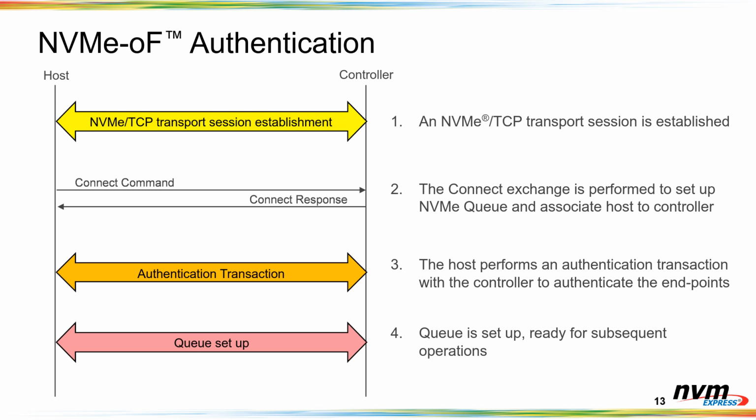Let's consider as an example NVMe over TCP. So we begin with an NVMe over TCP transport session establishment. Then the connect command is performed to set up the NVMe queue and associate the host to the subsystem controller. At this point, we have the authentication transaction, whose purpose, as David said, is to verify the identity of the two endpoints. The controller wants to verify the identity of the host, and the host wants to verify the identity of the controller. And once the authentication is successful, the queue will be ready for subsequent operations.